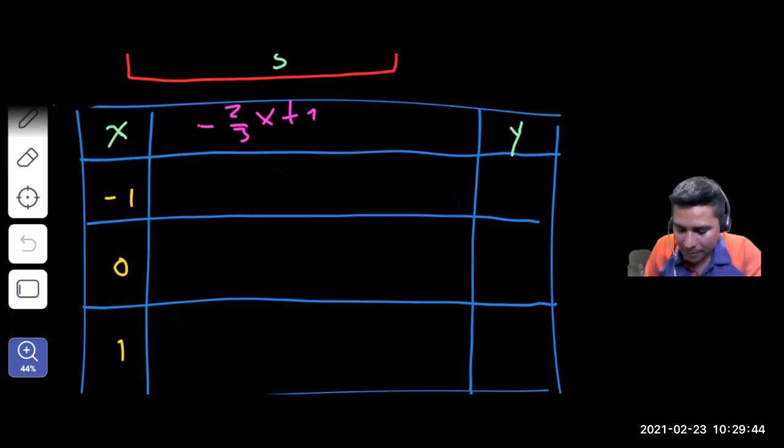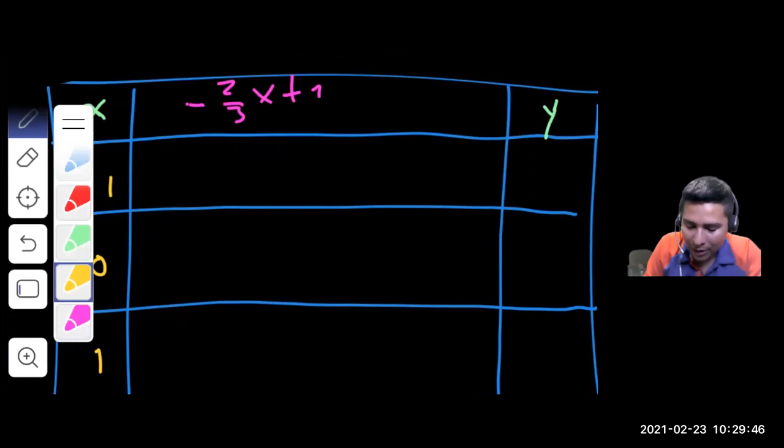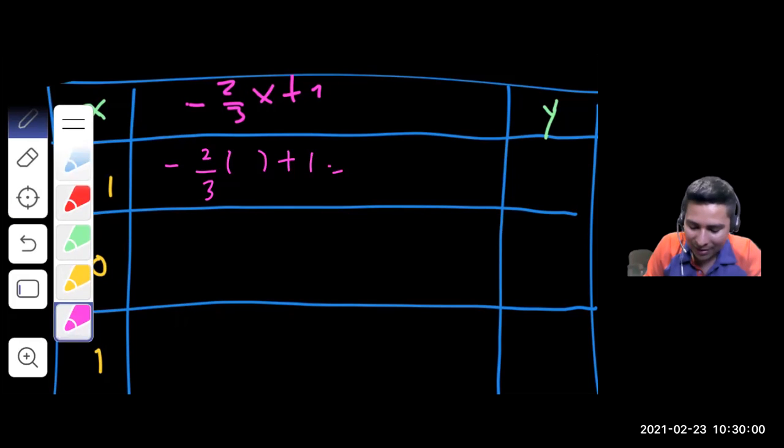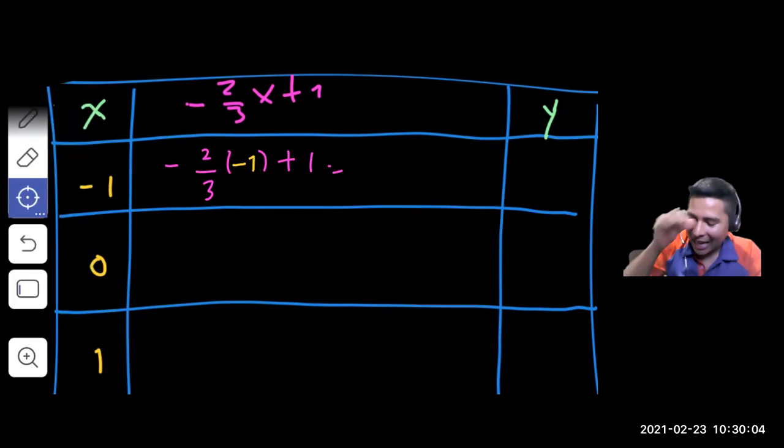Then let's zoom in. Let's substitute. Negative 2 thirds, you only copy. Then you have x. Instead of the x, you're going to place parentheses with negative 1 and substitute this value, because x in this moment is negative 1. And then, guys, I don't want you to do this mentally. You can use your calculator. Just copy it exactly as it is.